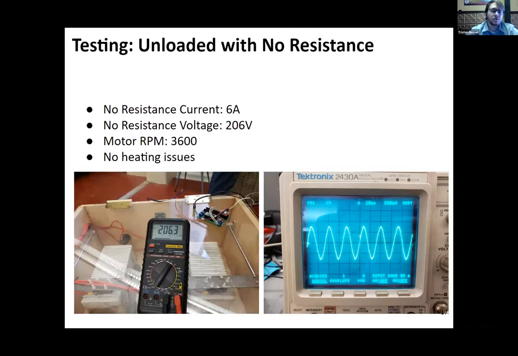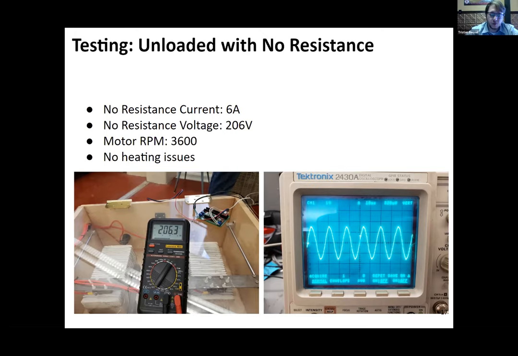Our next test is still going to have the motor be unloaded, but we changed our rheostats to have virtually no resistance. I think we measured it to be around 0.5 ohms of added resistance. There was still resistance in the motor, of course, but our soft starter added very little resistance. The current did not change, and then the voltage did increase to 206 volts. This was expected because there's less resistance, so a smaller voltage drop. Once it started up, the motor RPM was still at 3,600 RPM. And again, there were no heating issues during this experiment.